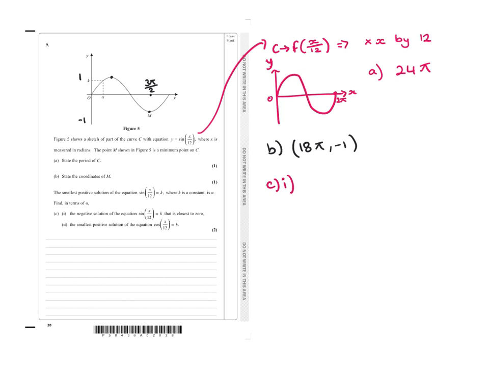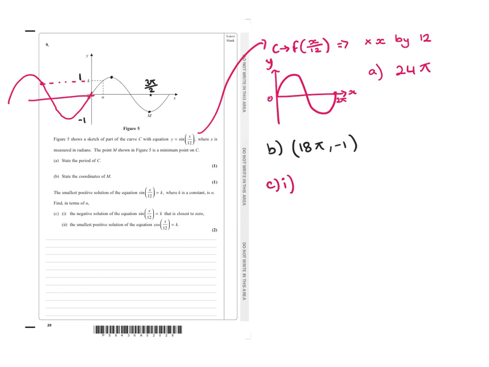So if we want the negative solution of the equation that is closest to 0, if we just carried on drawing this graph, our k would in fact be here.